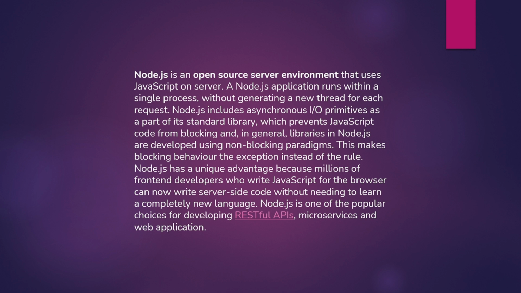Node.js includes asynchronous input-output primitives as a part of its standard library, which prevents JavaScript code from blocking, and in general, libraries in Node.js are developed using non-blocking paradigms. This makes blocking behavior the exception instead of the rule.